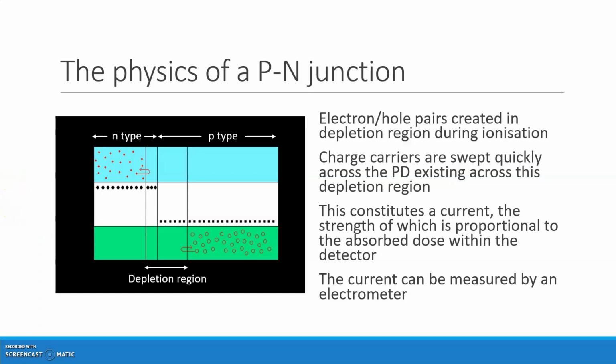On the left hand side you've got a bit of N-type silicon that is doped with something from group 5 of the periodic table. So silicon's in group 4, it's doped with a group 5 material, typically phosphorus.